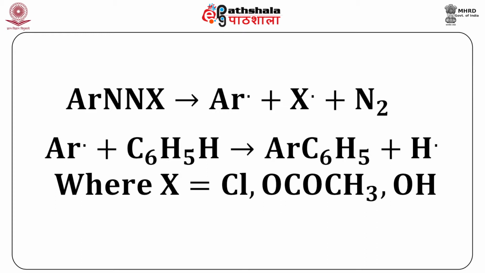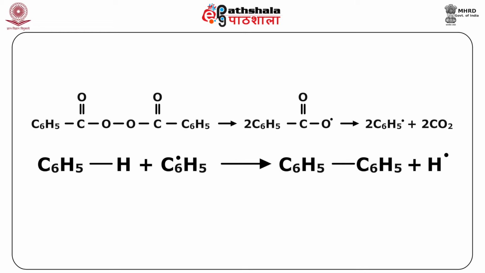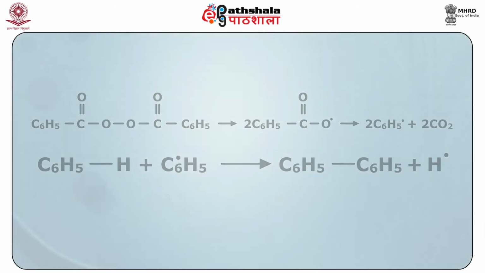The aromatic radical obtained combined with the benzene or the phenyl substituent to form the aryl substituent, and the hydrogen radical was eliminated. Similar results were obtained when the aryl radicals were generated from the decompositions of benzoyl peroxides in the aromatic solvents. Here, the decarboxylation took place along with the generation of a phenyl radical.